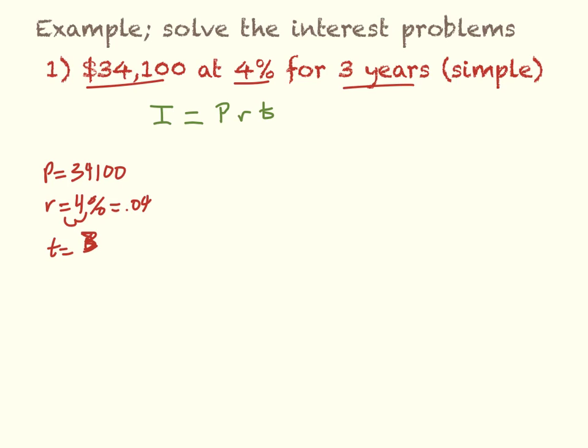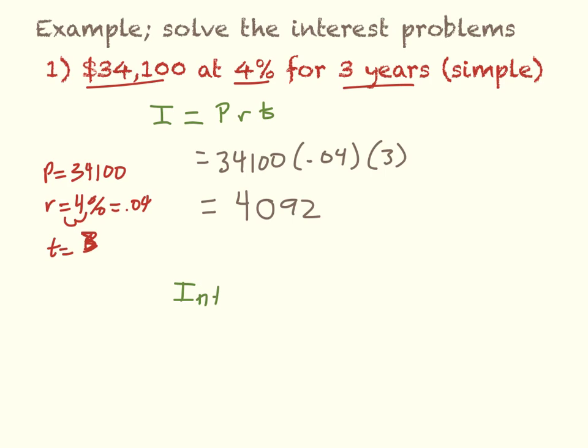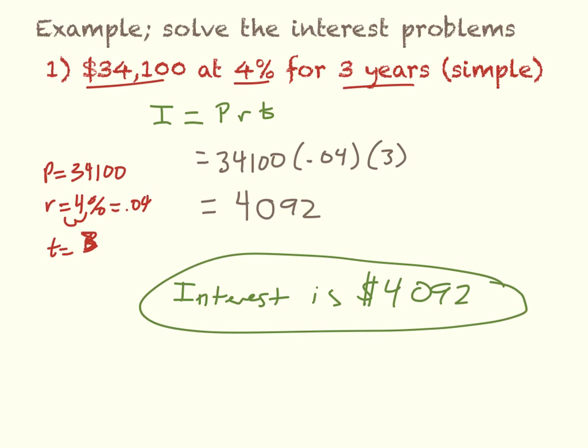So that would be 3. So then I just fill in what I know. So 34,100 times my rate, 0.04, times my time, which is 3. And then at this point, I can just type it straight into the calculator. And we would get 4,092. So that means that the interest is $4,092.